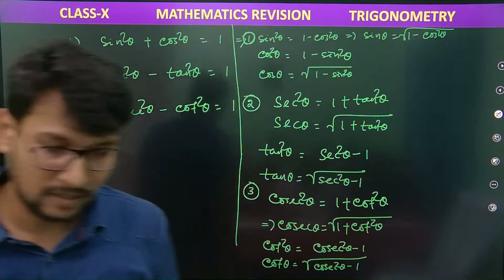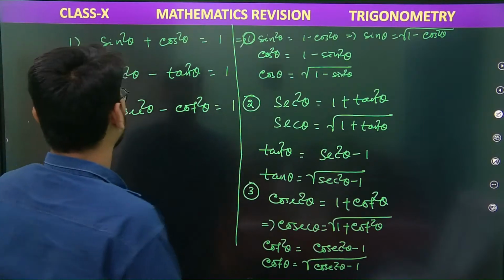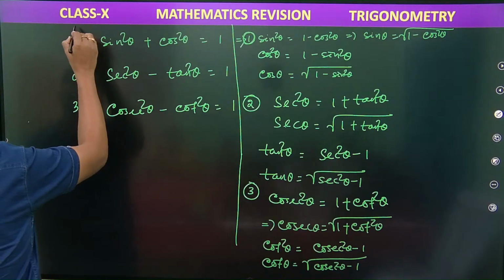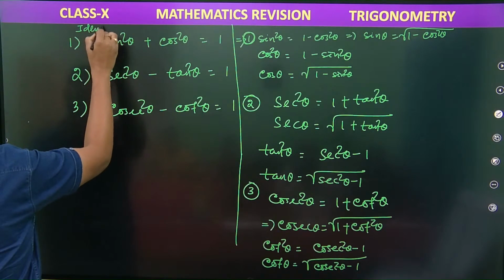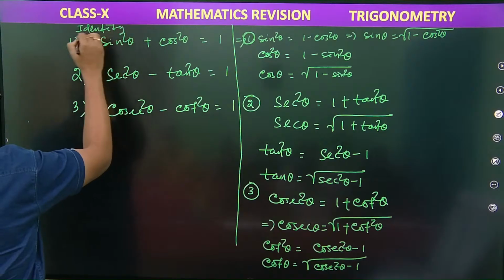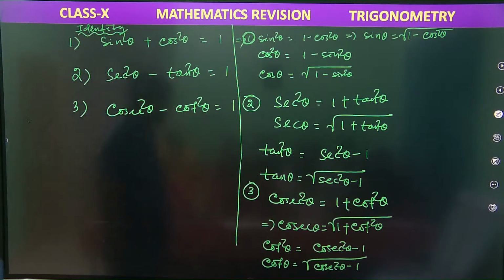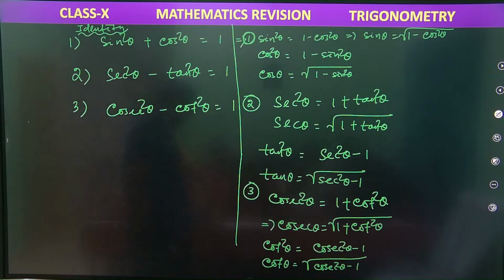Okay, done. Chalo, write it down. So these are the trigonometric identities. You can write this is identity. Done. We'll solve questions now. Are you ready for the question?